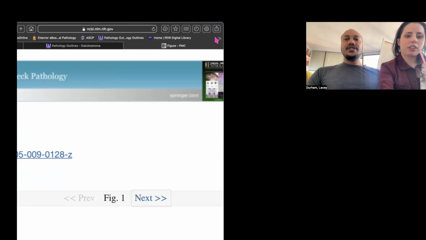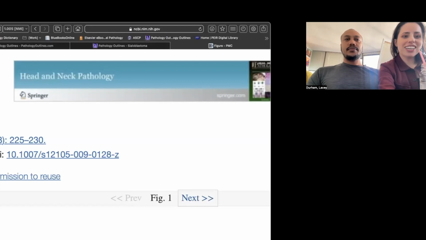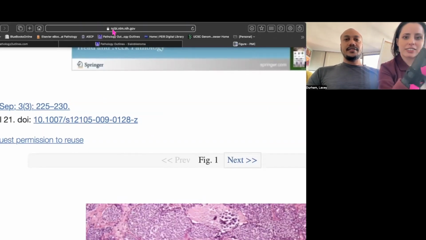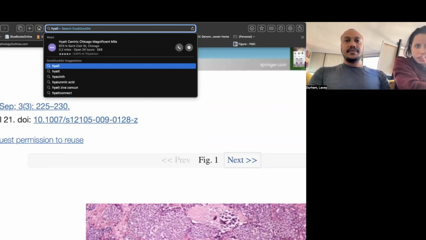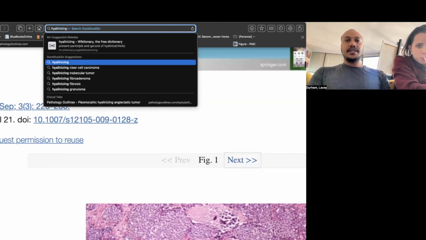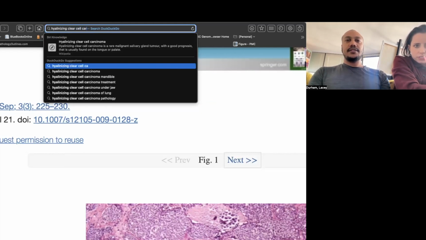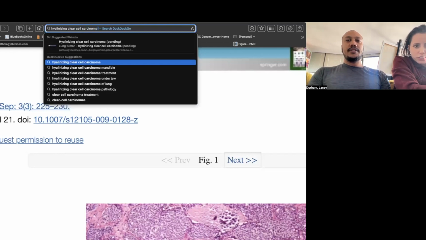Wait, I don't know if it's high grade or not. Go to the other side. Whoa, what? Yeah, maximize the screen. And then go back to the browser. Okay. Carcinoma. That's not.